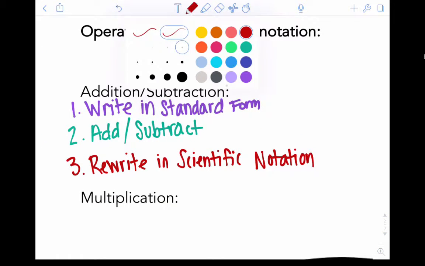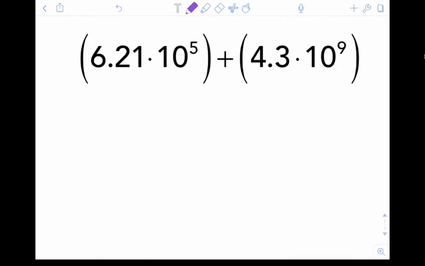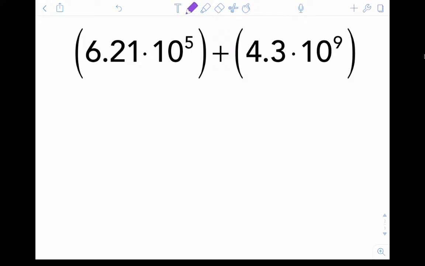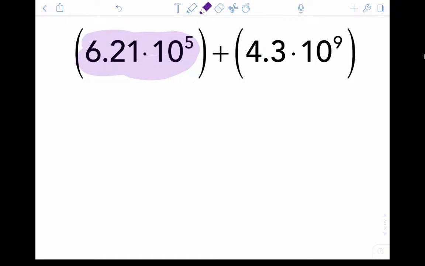So let's go ahead and do this. My first step is to write in standard form. So I'm going to take these numbers and write each of them individually in standard form. So first I have 6.21 times 10 to the 5th. My exponent's 5, which means my decimal is going to move 5 times. It's positive, so my decimal is going to move to the right. Well, moving to the right, there's already 2 spots that are taken, which tells me I have 3 spots for zeros. So this is going to be 621,000.